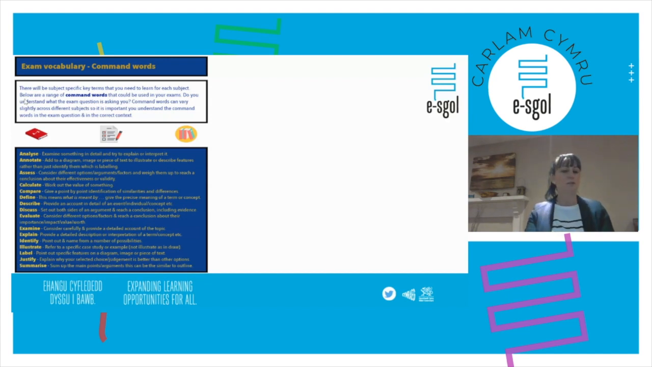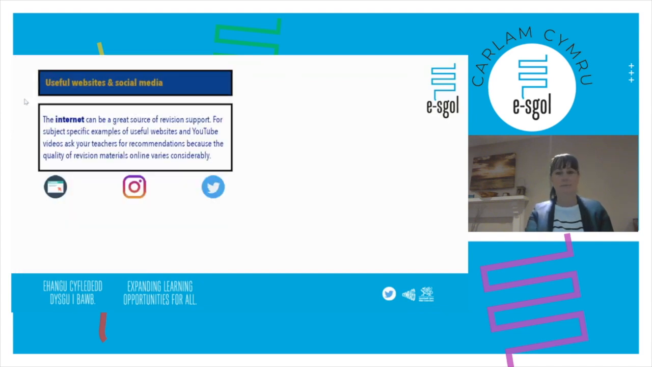Are the stems of the questions similar in each exam paper? Is there a certain question that you have to do a certain thing for? Do you need to evaluate for one question? In which case you need to know what evaluation means. Do you need to describe something in a different question? In which case you need to understand what that command word means. So that is a list, but obviously you can add to that list because there will be other command words which are used for different subjects as well.